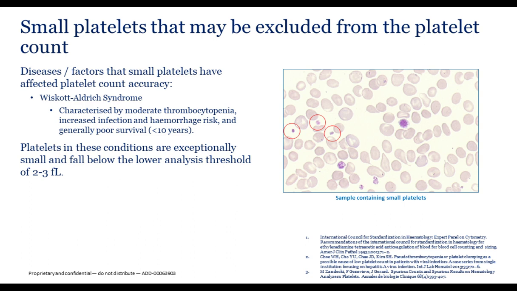Small platelets that may be excluded from the platelet count can occur as well, such as in Wiskott-Aldrich syndrome. You can see how tiny these are. Generally, platelets that fall below the lower threshold of 2 to 3 femtoliters may be inadvertently excluded from the platelet count. So this can be a reason for, again, a lower count than expected.